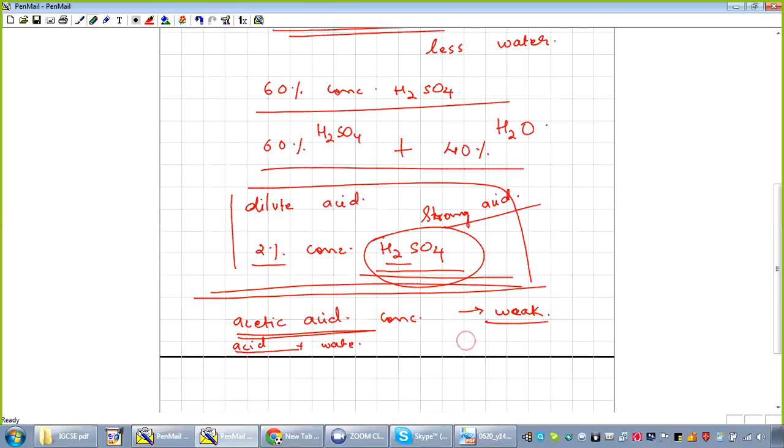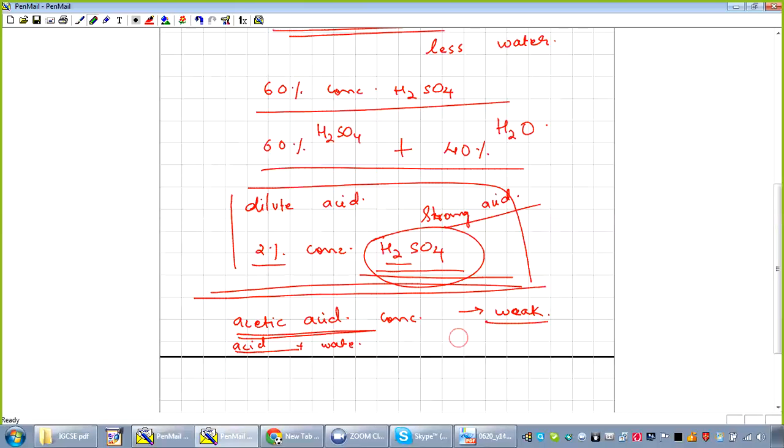You got all the points clear? Yeah, tell me. You can change the concentration of any acid? Yes, obviously you can add more water, or remove water from it, and change the concentration of the acid. So that means one acid can be both concentrated and dilute? No, how can you have concentrated as well as dilute? You just have to see the proportion of water present in it.